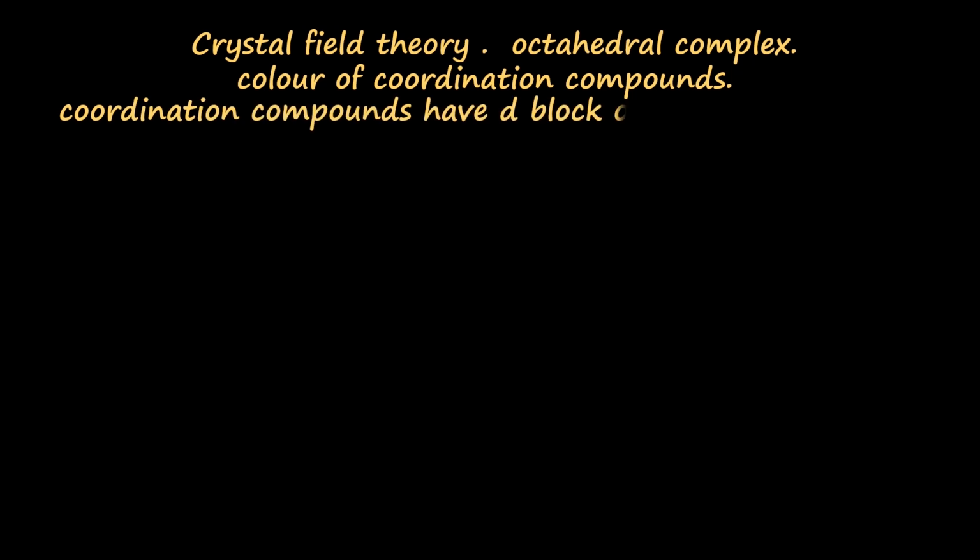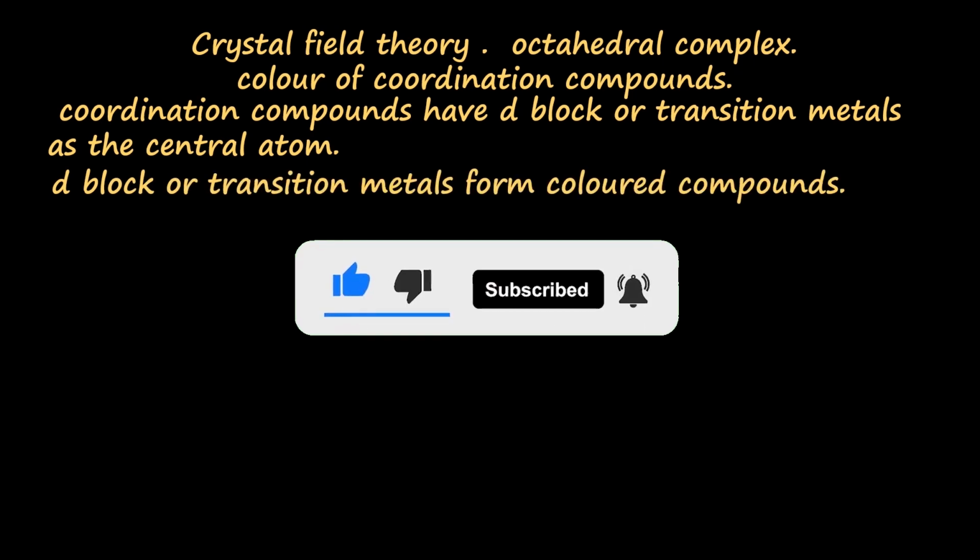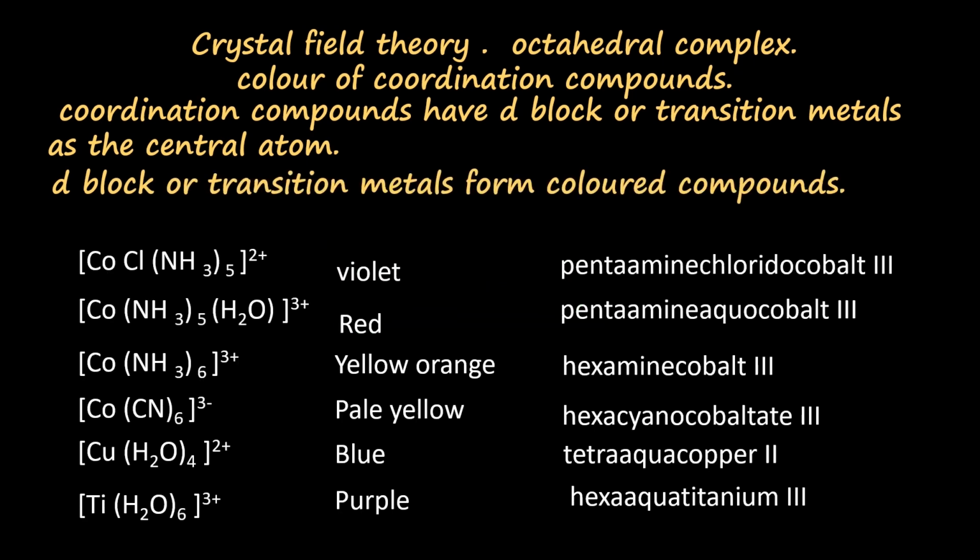The central atom of the coordination complex is a d block element. You already know that d block elements form colored compounds. Let us see a few examples. Consider these complex ions. Pentaamminechloridocobalt(III) ion. Cobalt is the central atom and it is violet in color.